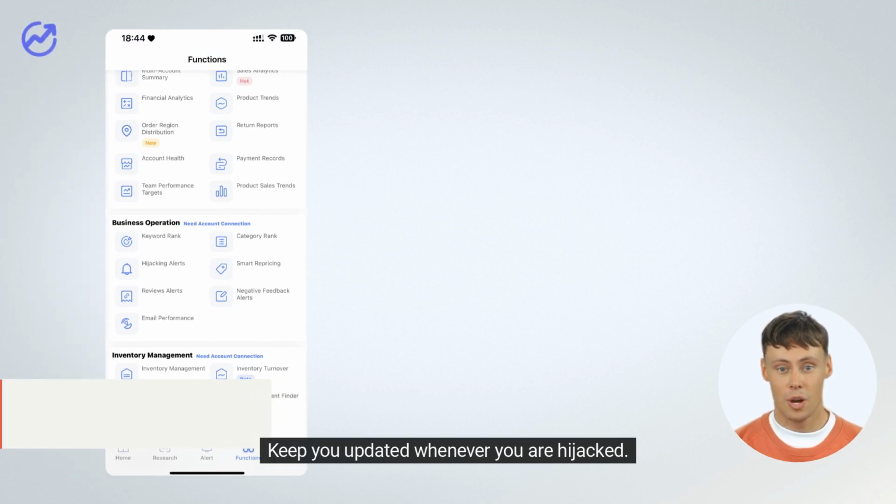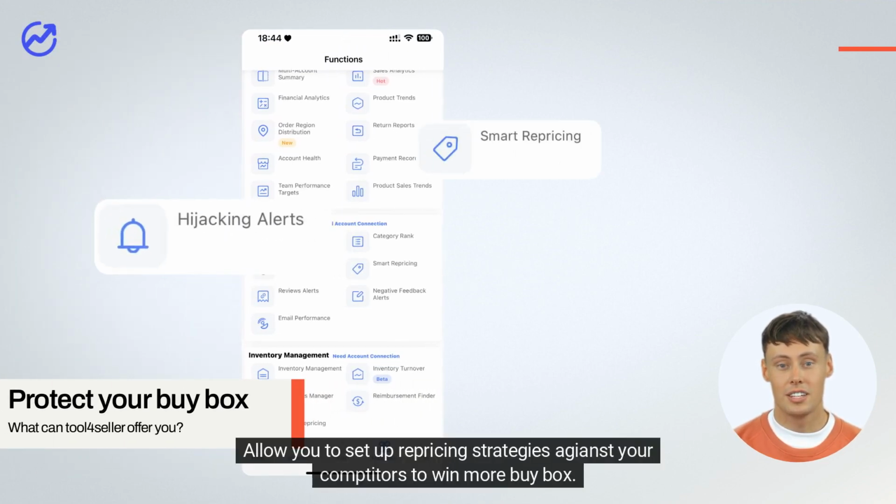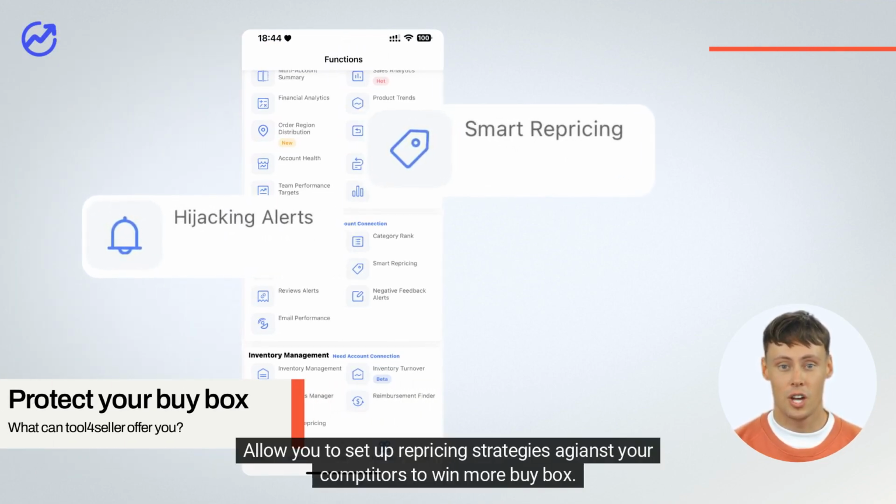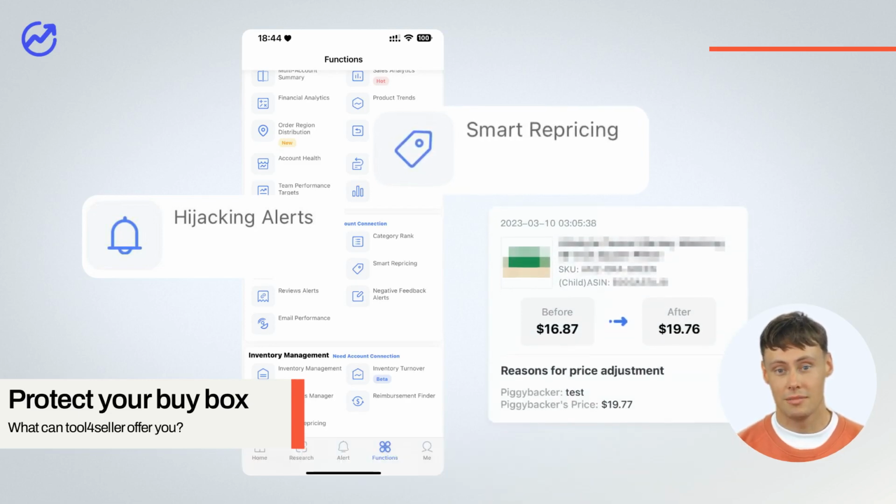Keep you updated whenever you are hijacked. Allow you to set up repricing strategies against your competitors to win more Buy Boxes.